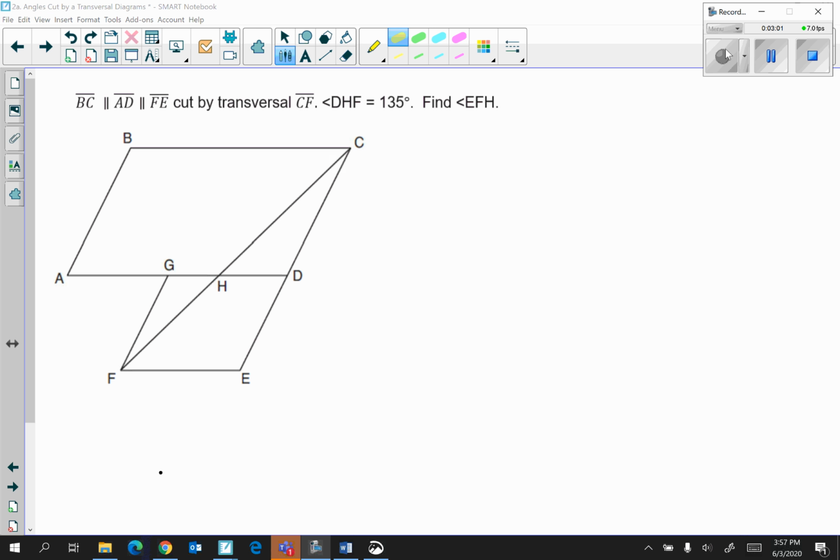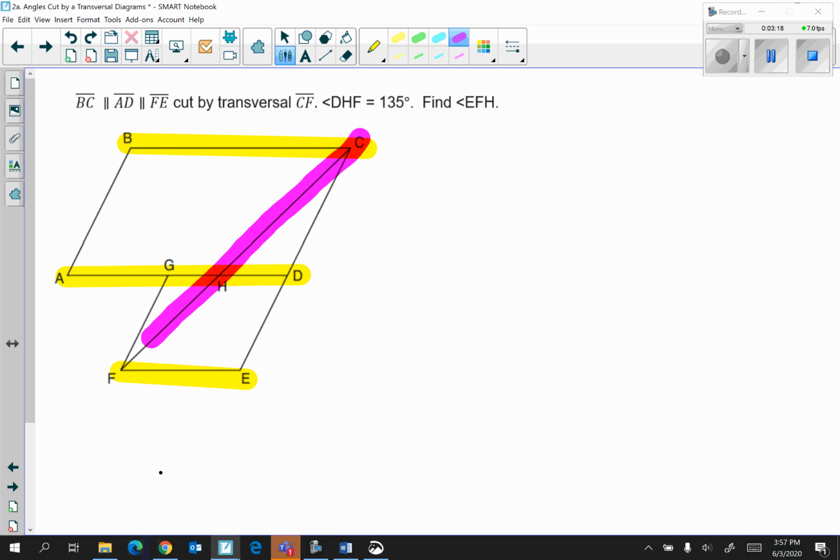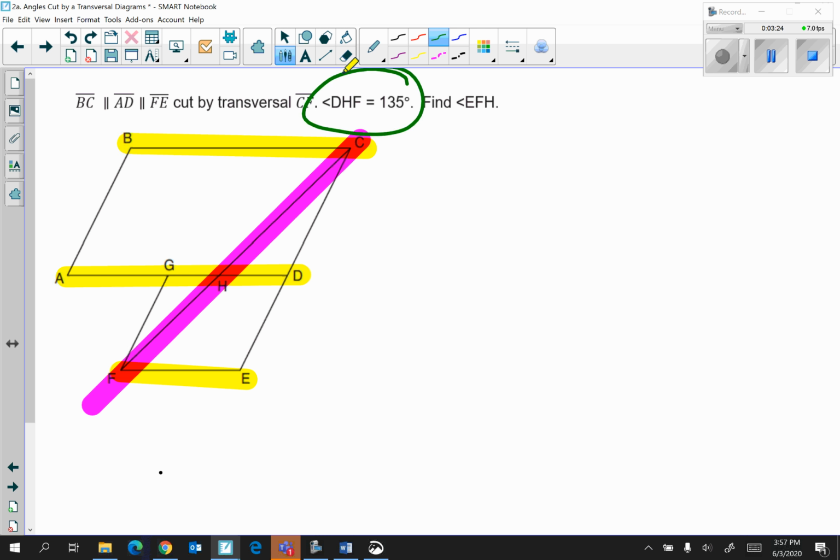Next, I have BC is parallel to AD, which is parallel to FE, cut by transversal CF. So again, what we should recognize is we have parallel lines, and then the transversal is cutting those parallel lines. Now let's mark in our angle DHF. So DHF is 135. And we want to know angle EFH.